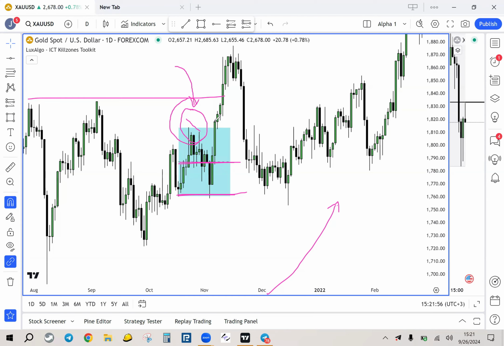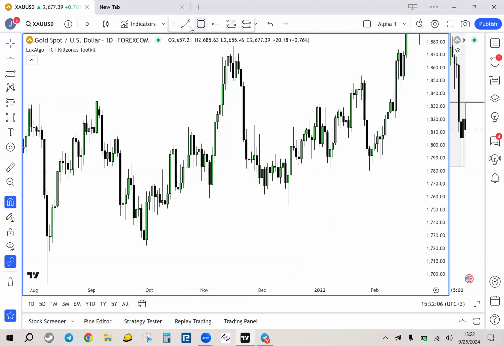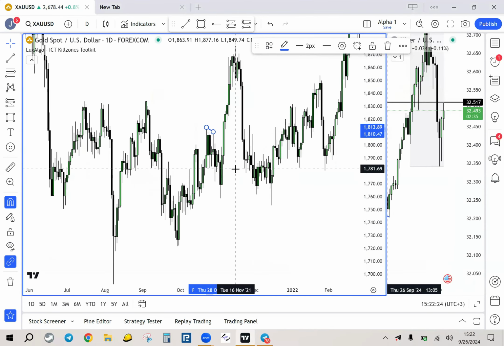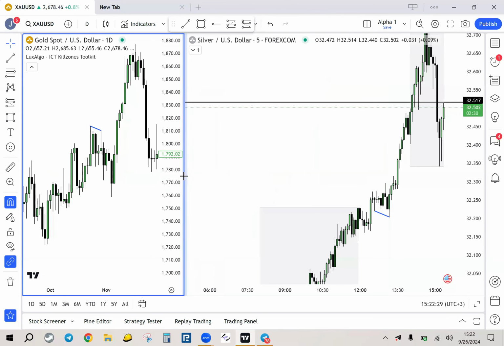Now, I'm really, really curious to know if we had a divergence here. So you guys know what I'm going to do. I'm going to take this out and I'm going to mark these highs. No, we had these two. Okay, so these were what? The 22nd of October and the 28th of October in 2021. So let's check silver, because I am so curious to know if we had a divergence on silver.